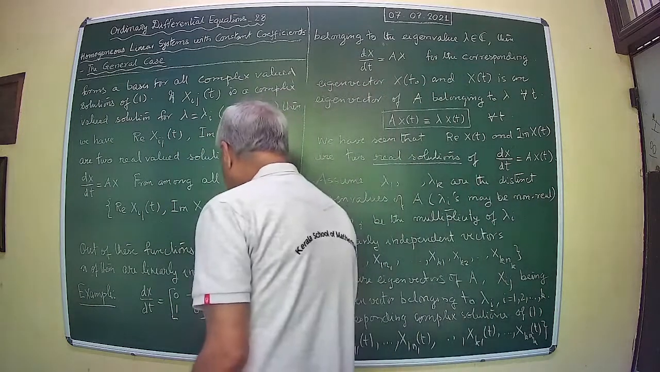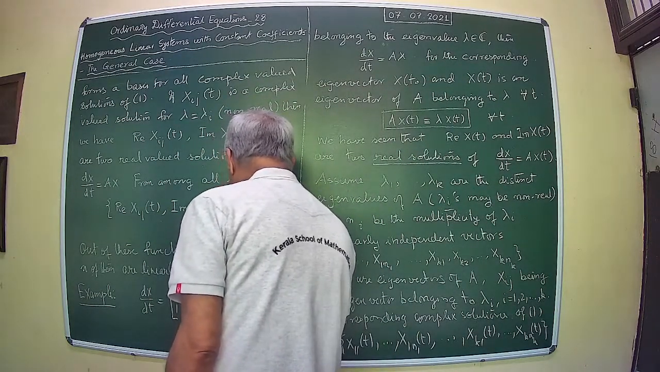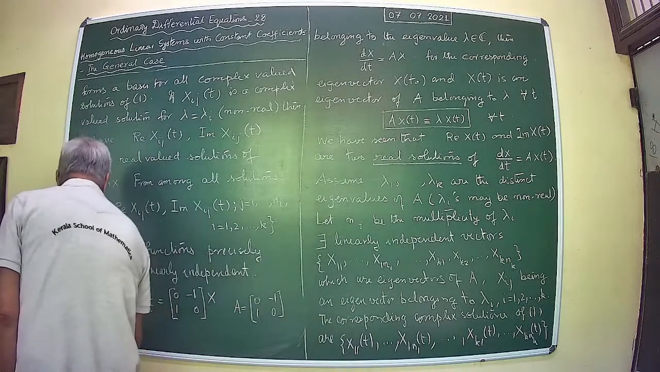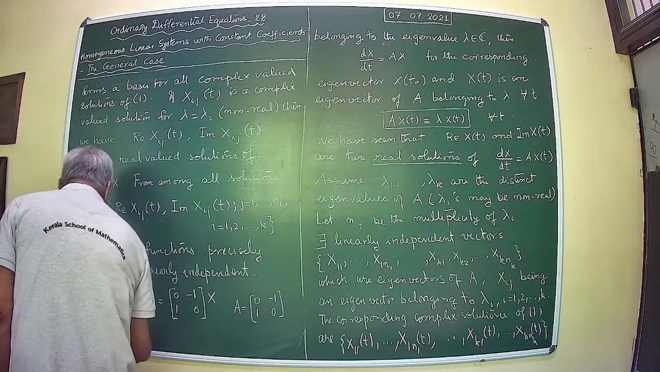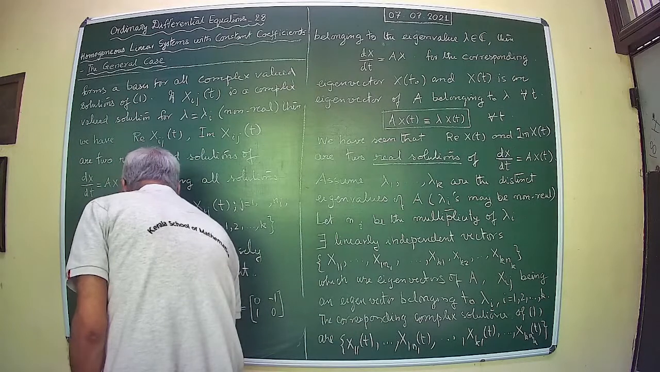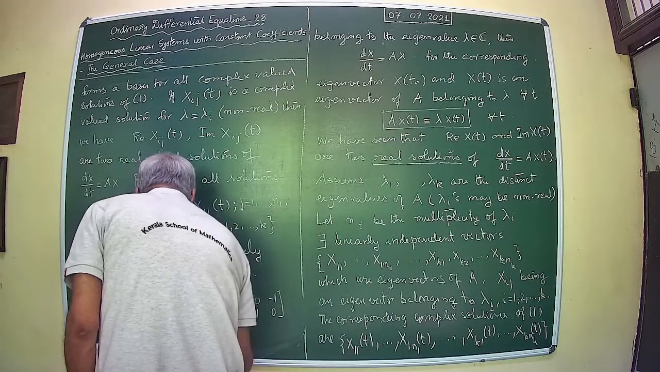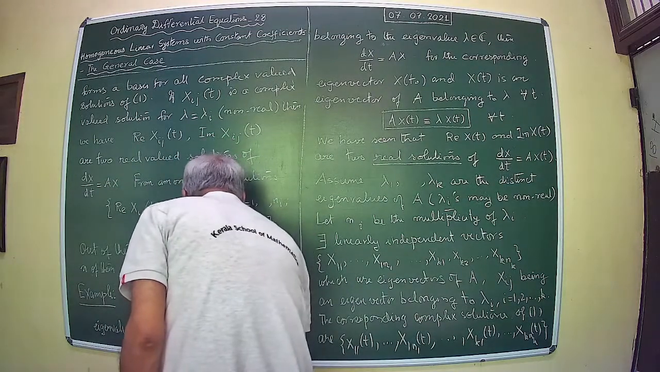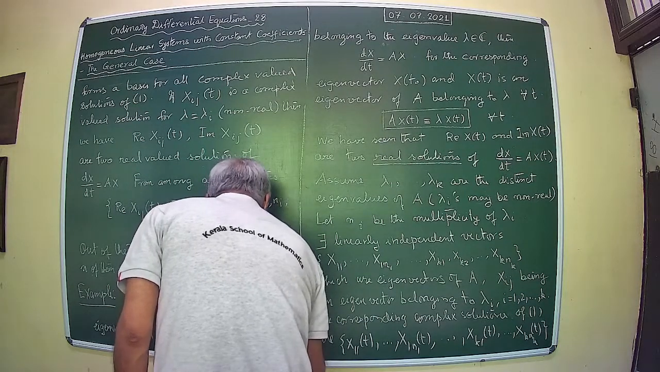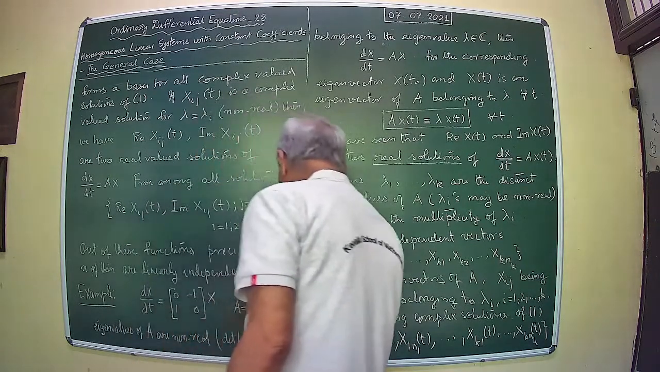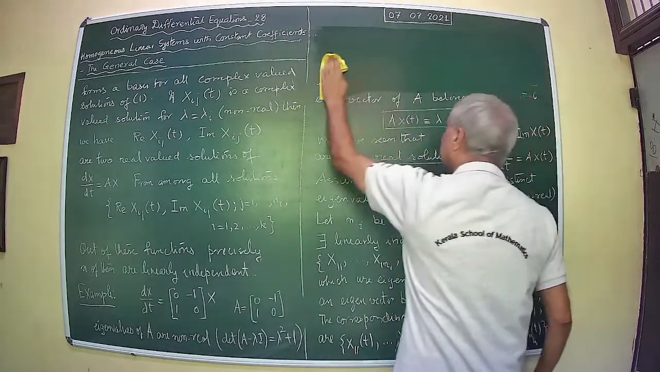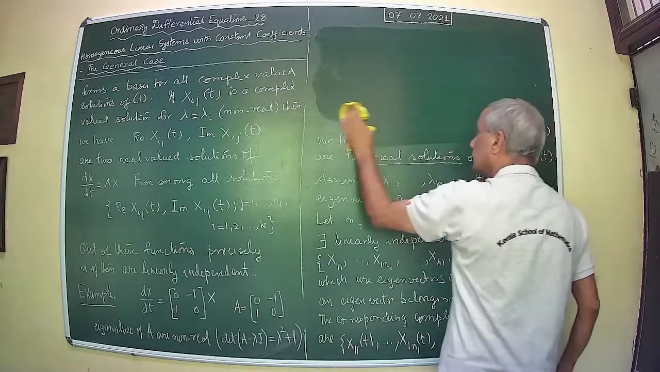Now you see that in this case A is equal to, and the eigenvalues of A are non-real, because you see that the determinant of, and the roots are given by, what are these? i and minus i.